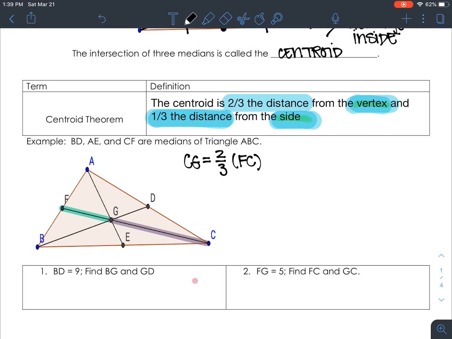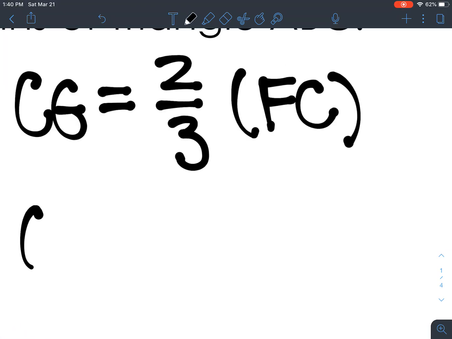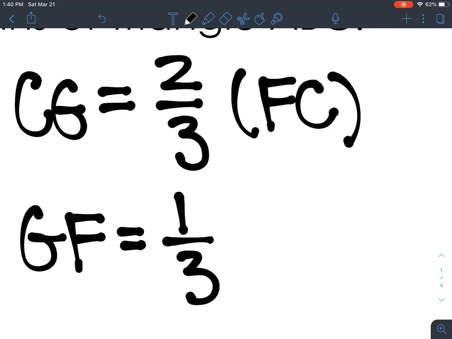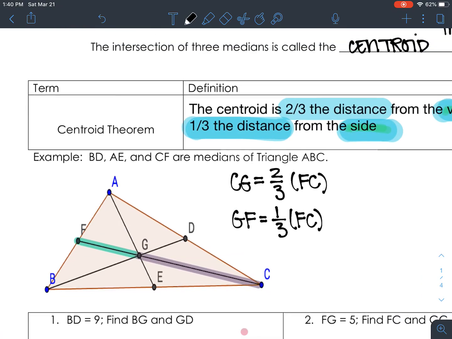Now let's look at GF. That is the smaller of the segments within the median, and for the smaller segment we use the 1/3. So GF is equal to 1/3, and remember, the fraction always has to go with the full segment of FC. So 2/3, 1/3.